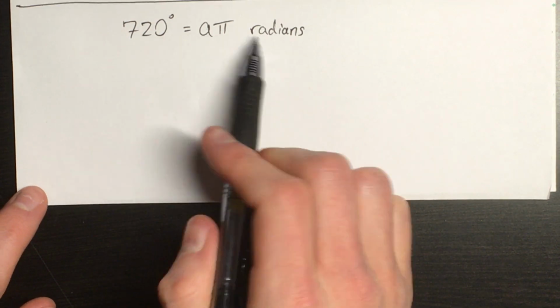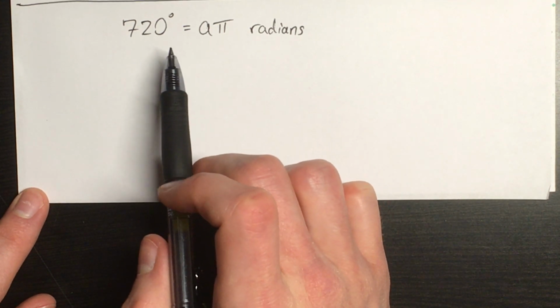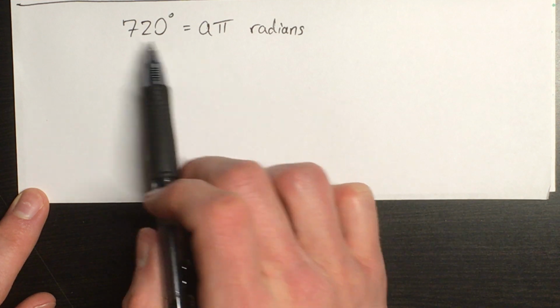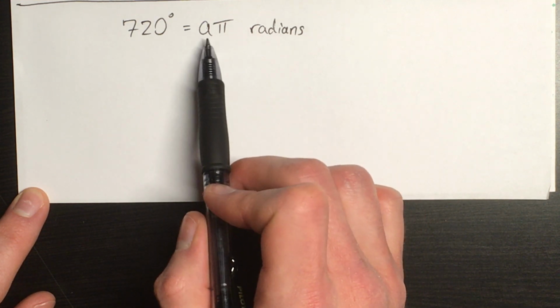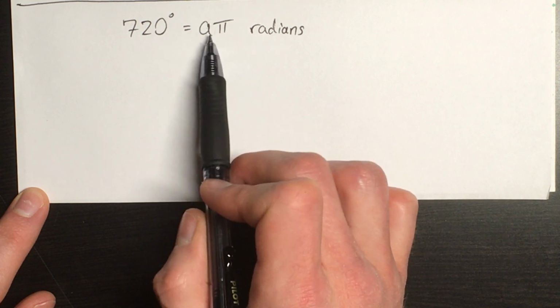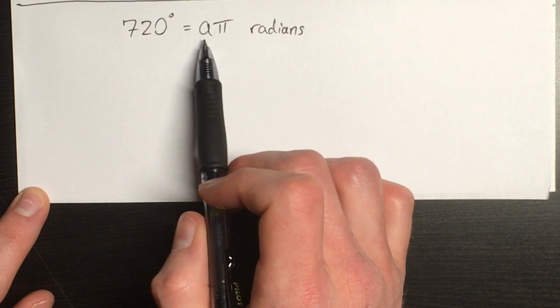In this problem, this is basically what we're told: that we have some 720-degree angle, and it can be written in radians as a pi, where a is a constant, and we want to find the value of a.